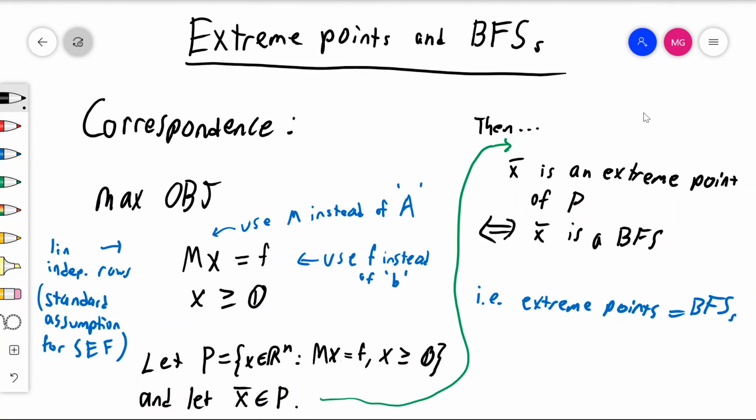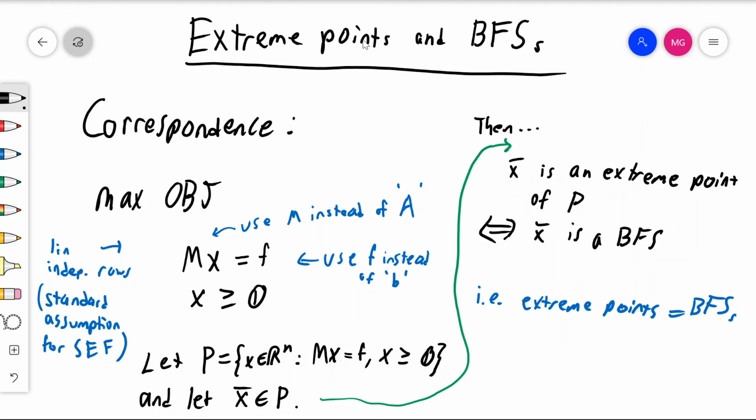Okay, so hi, welcome to this next video in linear programming. In the previous video, we gave a characterization of extreme points in terms of the associated matrix of tight constraints. And in this video, we're going to use that characterization in order to demonstrate this important relationship between extreme points and basic feasible solutions.